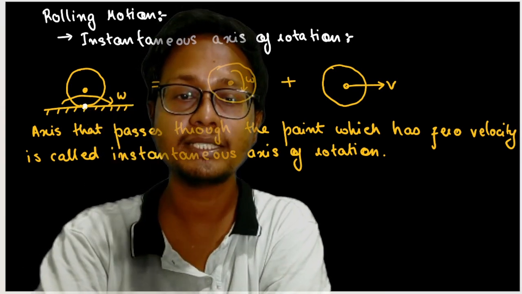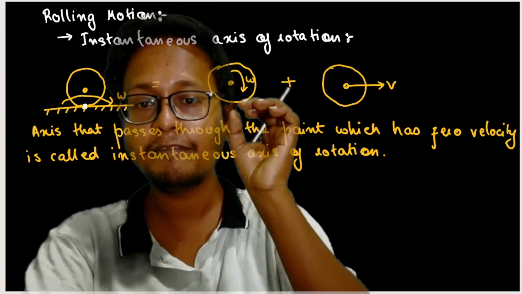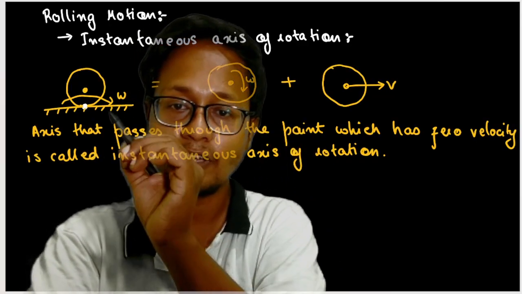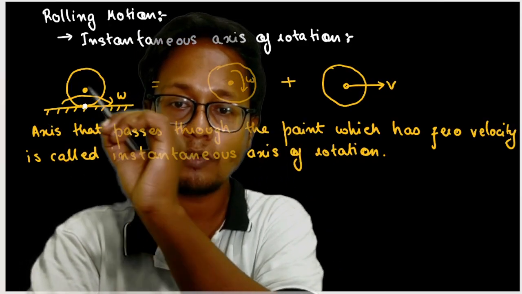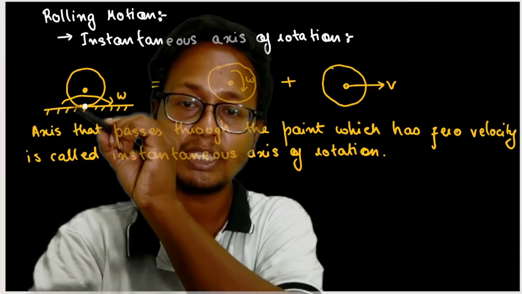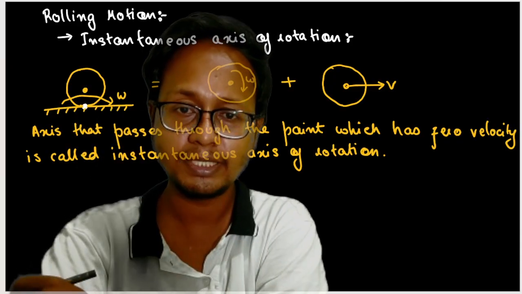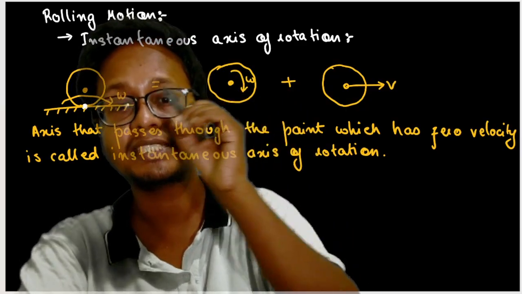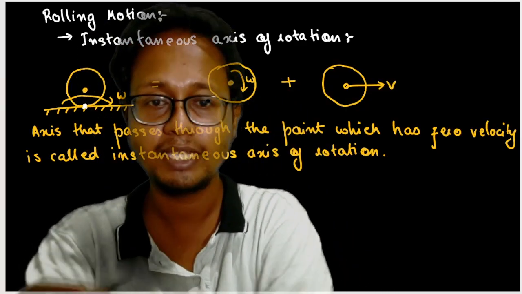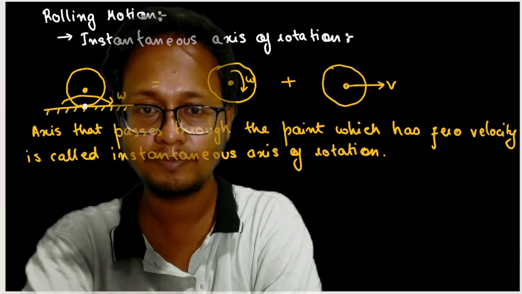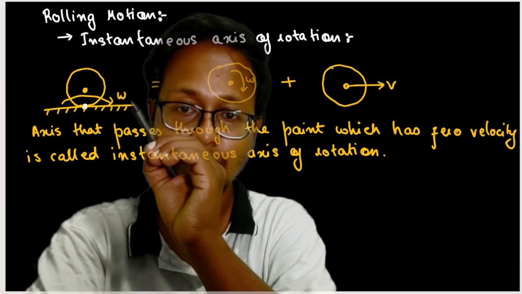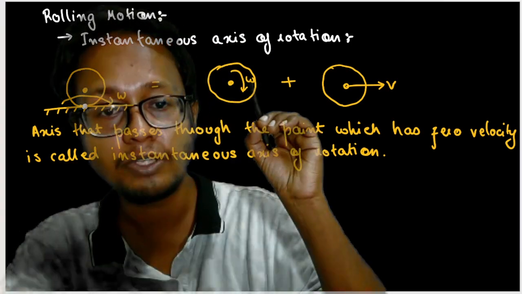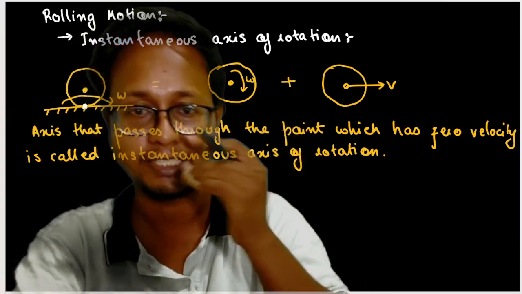What do I mean by that? If I take my observer, who was observing this omega? This omega was observed by someone on the ground. Now this omega is observed by someone sitting on the instantaneous axis of rotation, that is, sitting on the top of the disk. The magnitude of this omega as seen by someone on the ground should be equal to the magnitude of this omega as seen by someone sitting on the instantaneous axis of rotation.